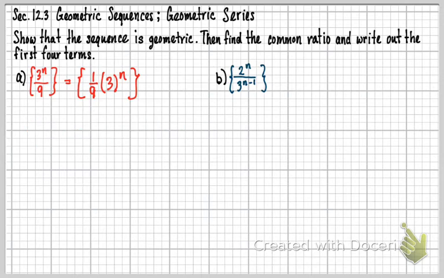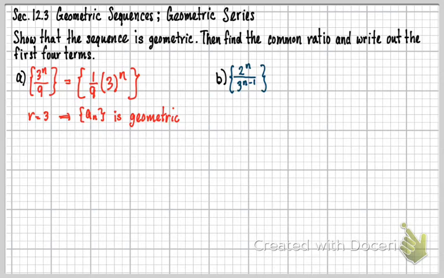But there they are. So now I can say that my r equals 3, which implies the sequence, and I'm just going to call it a sub n, is geometric. And then I have to find the first four terms. Now I can do that. I could have done that either way, even without doing any of this work.